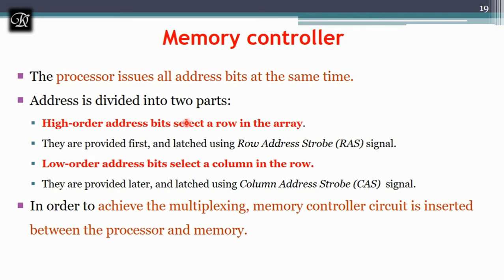Whenever the address is generated by the processor, the high order address bits are selected for a row, and low order address bits are selected for a column. The row is handled by the row address strobe, and column addresses are handled by the column address strobe.